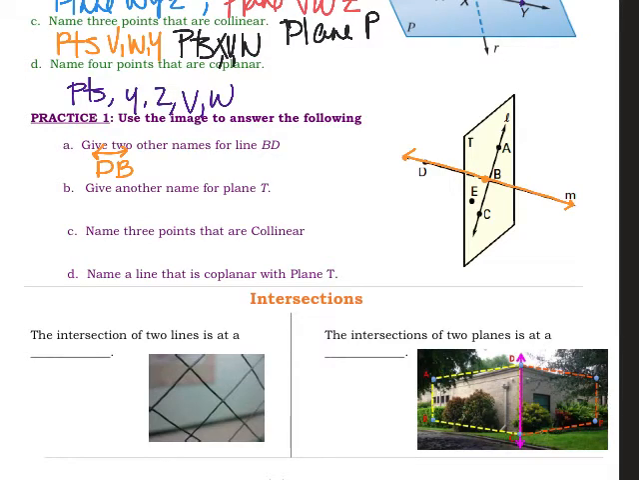The last one, a lot of you couldn't get that last one. The last one is using the letter. So on the example, I told you guys that if there's ever an italic letter right there by the arrow, that can be used to name the whole thing. So this is also called line M. That's the only time you can use one letter to name a line. The only time. Okay?